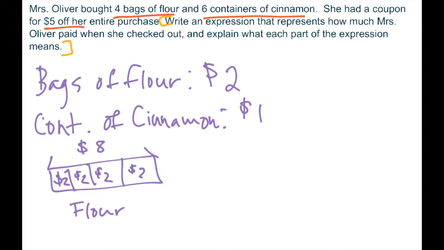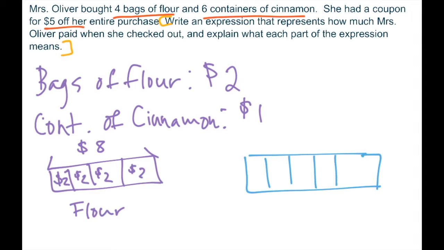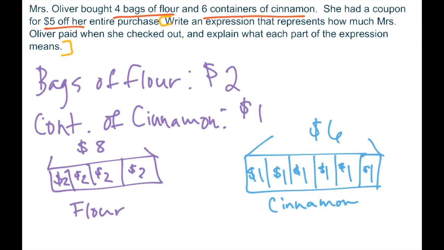Now, for my cinnamon, let me pick a different color. Say I have 6 containers of cinnamon, and they each cost $1. Well, 6 groups of 1 would mean that my cinnamon cost $6.